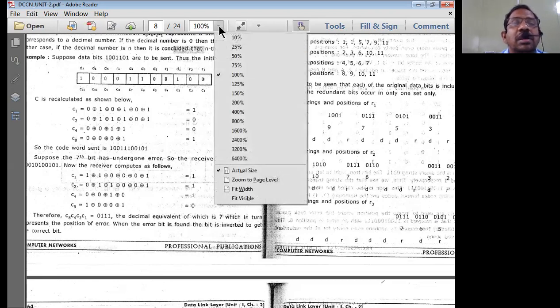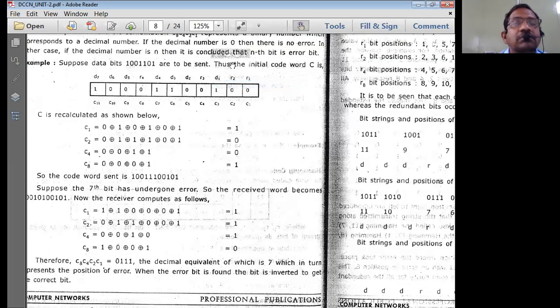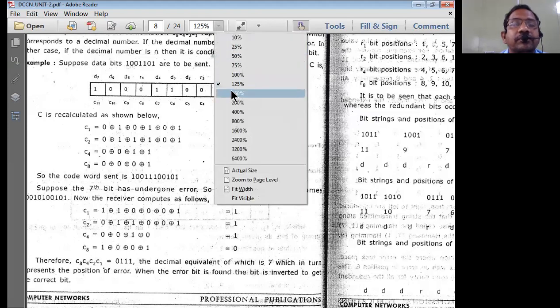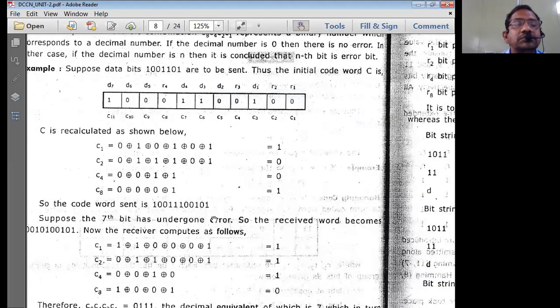So let us take one problem now. Suppose data bits are going to be like this: 1001101. So I'll enhance the size now. Look at this now. Suppose the data bits 1001101 are sent by the transmitter. Now this is nothing but the actual initial code transmitted by the transmitter.